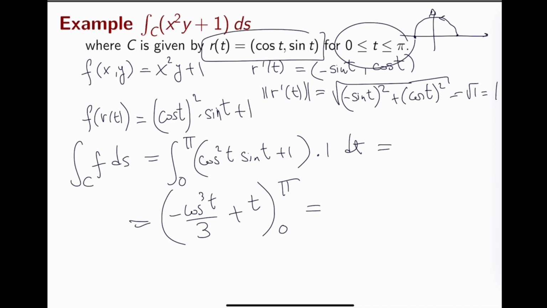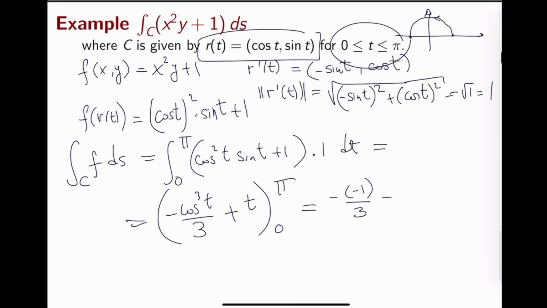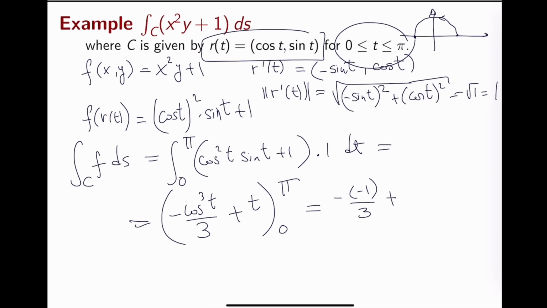Let's evaluate at pi first. Evaluating at pi, we will have minus 1 over 3 plus pi. This is the whole expression evaluated at pi. And now we subtract the whole expression evaluated at 0. So that will be, cosine of 0 is 1, so minus 1 over 3, and then plus 0.